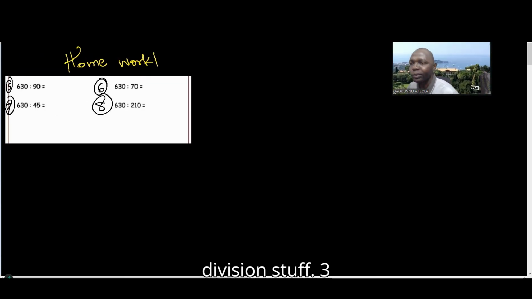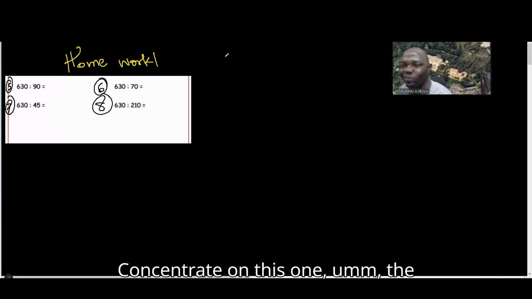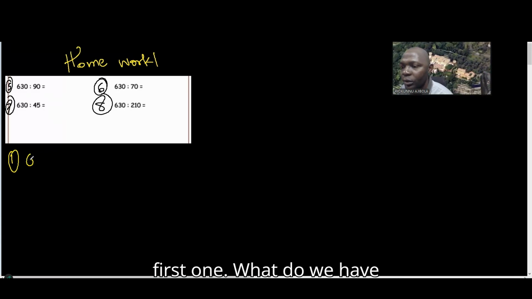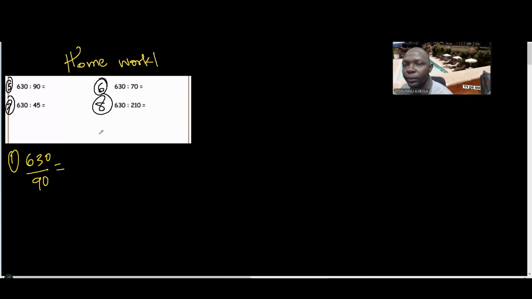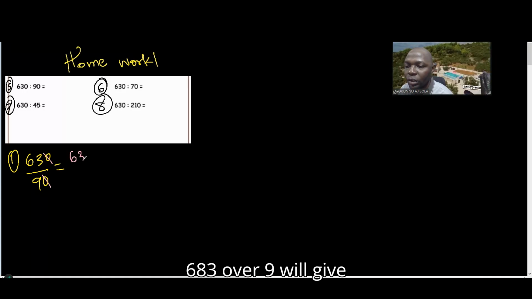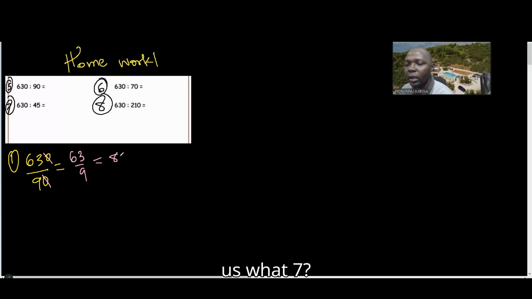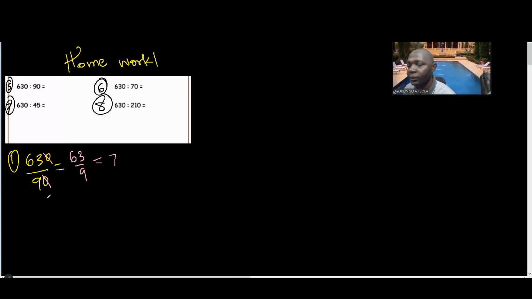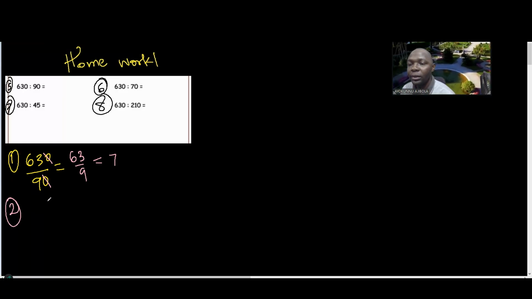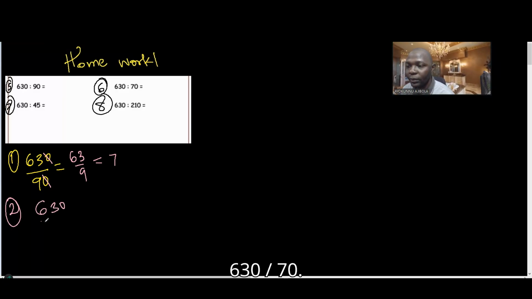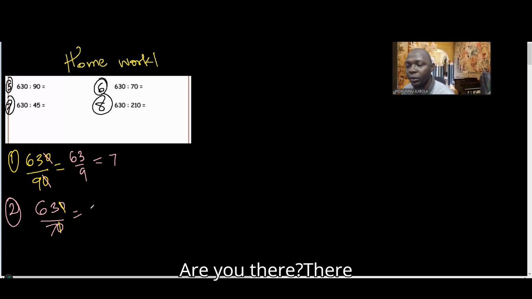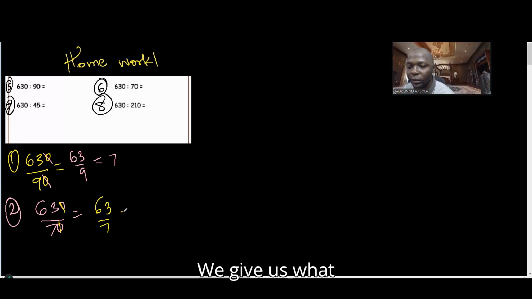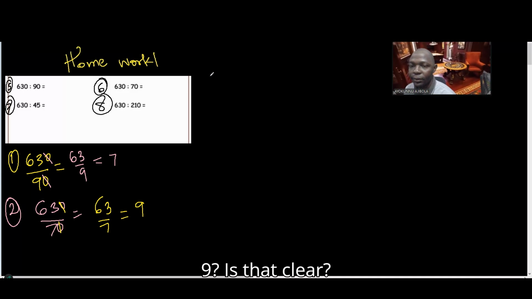All right. So let's go back to the division stuff. Make sure you concentrate on this one. The first one, what do we have there? 630 divided by 90. You can remove 10, okay? 63 over 9 will give us what? 7. Number 2, we have 630 over 70. Remove 10. 63 over 7 will give us what? 9. Is that clear?